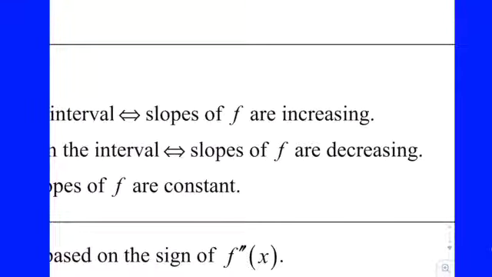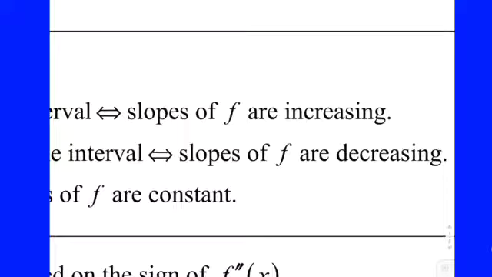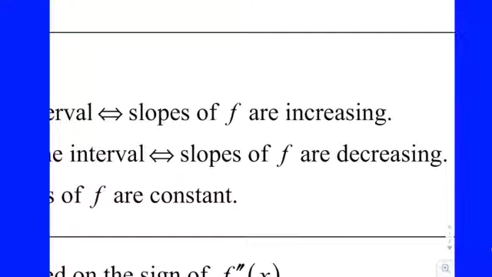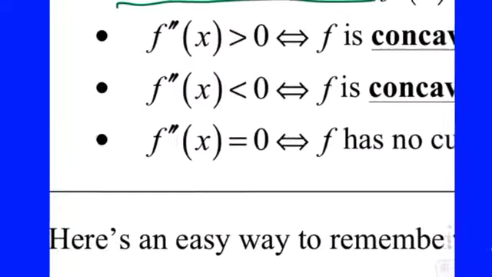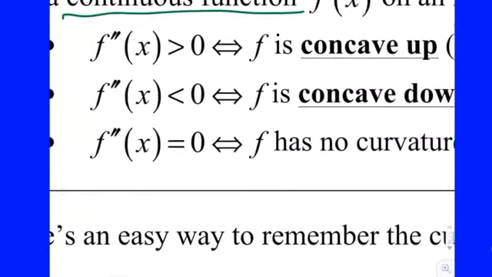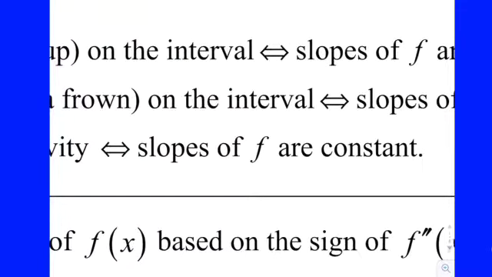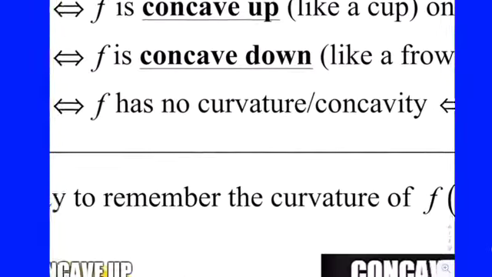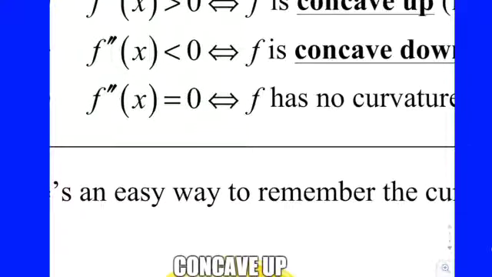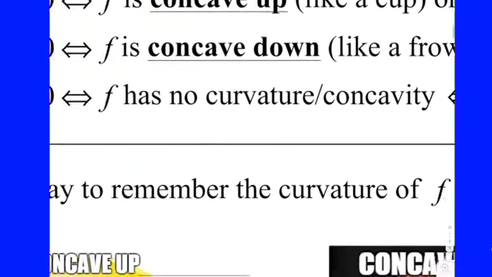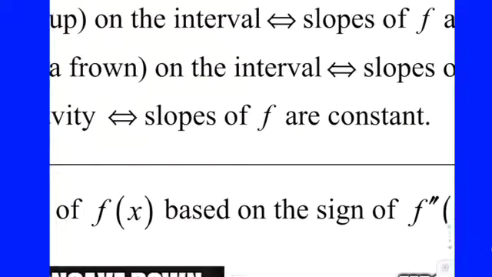But never forget that f double prime also tells us something about f prime. It means that the slopes are increasing. Okay, very, very important. It tells us two things. It tells us that the function is concave up, and it tells us that the slopes f prime are increasing. If the second derivative is less than 0 on any given interval, then we say the function f is concave down like a frown. That tells us something about f, but again, it also means that the slopes are decreasing. And if the second derivative on any given interval is 0, then the function has 0 curvature or 0 concavity, which means the slopes of f are constant.